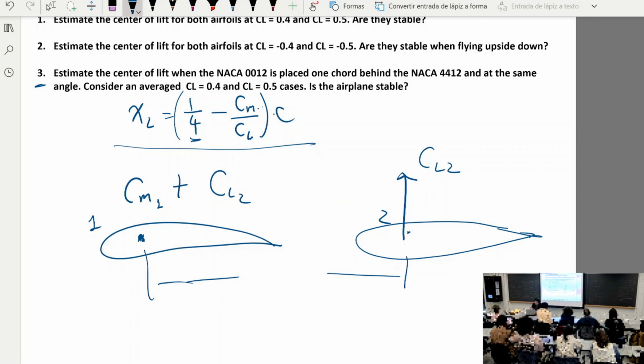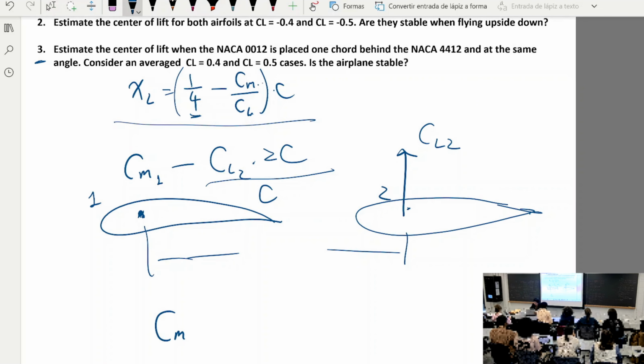By the way, this is a nose down moment, so it should be minus CL2 times the lag, which is 2C, right? And remember, for moments we non-dimensionalize by an additional chord length compared to the lift coefficient. So we divide by C. So this is CL2 times 2C divided by C. The total moment we get is CM1 minus 2 times CL2. So that's the total moment around the front quarter chord.